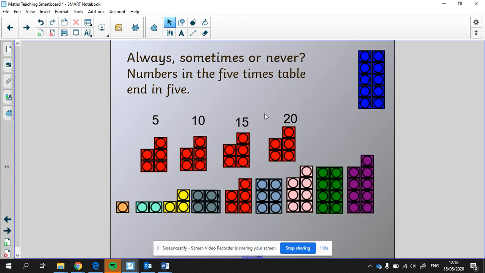Let's have a think if that one is always, sometimes, or never true. Well, it's sometimes true because we've got 5 and we've got 15, but also 10 and 20. That shows that it's sometimes true, but not always true.